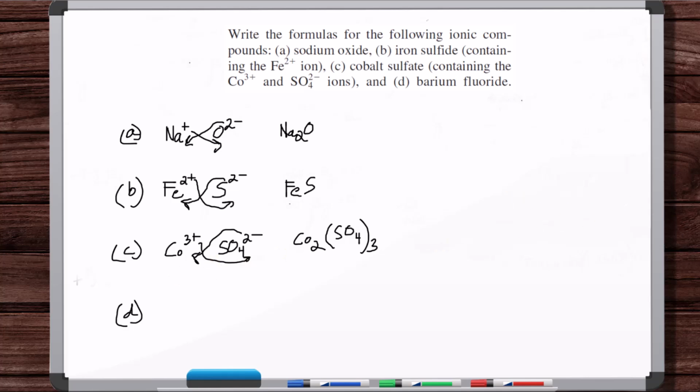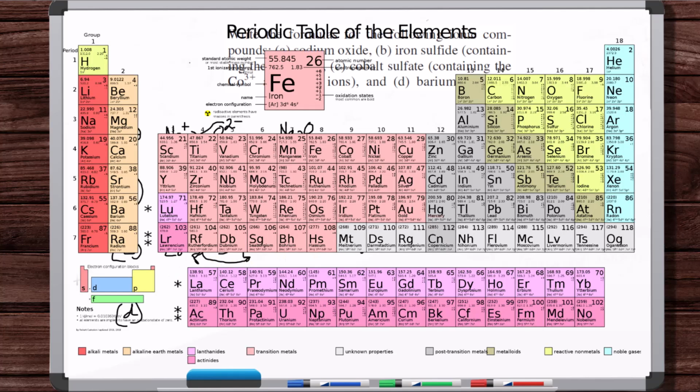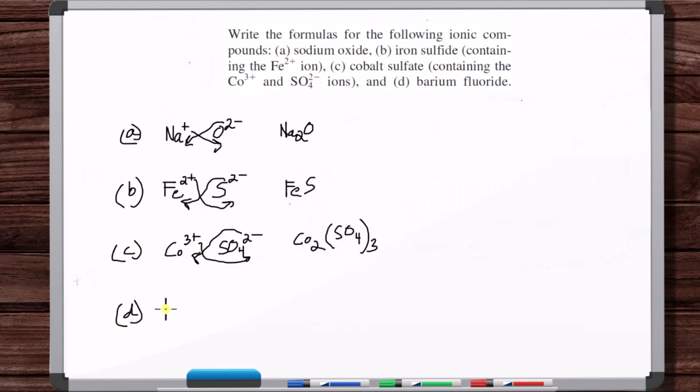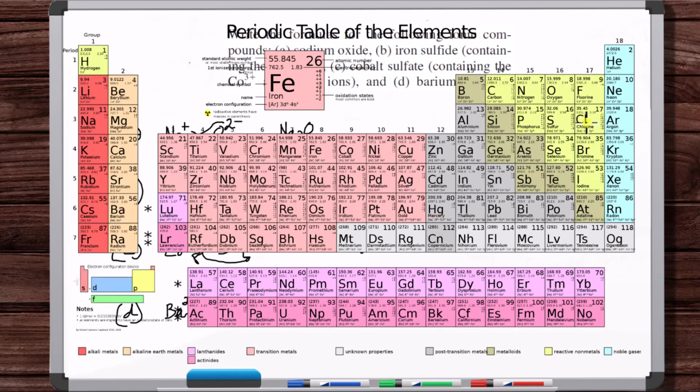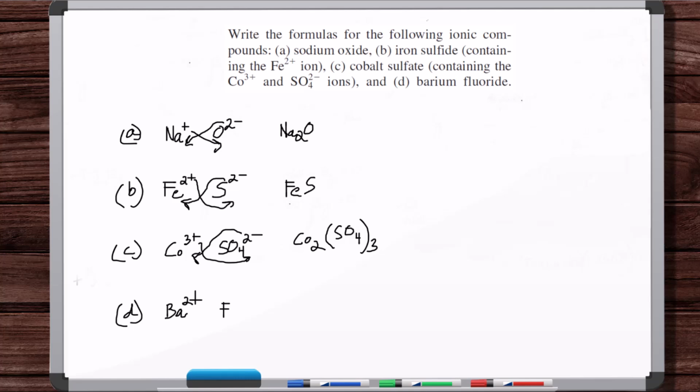Barium fluoride. Barium is going to be a Ba2 plus. Okay, and now fluoride, I think, is just a -1. Yeah, -1. So bring these down. It forms the ionic compound BaF2.